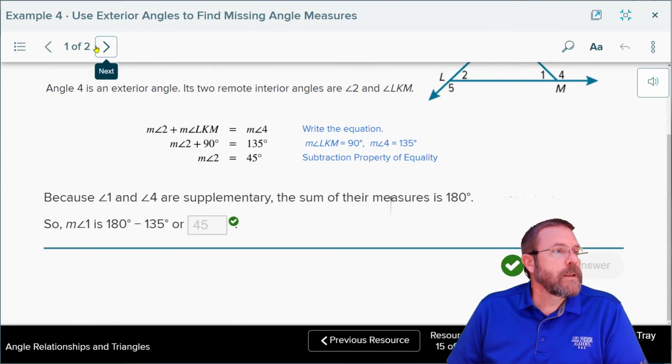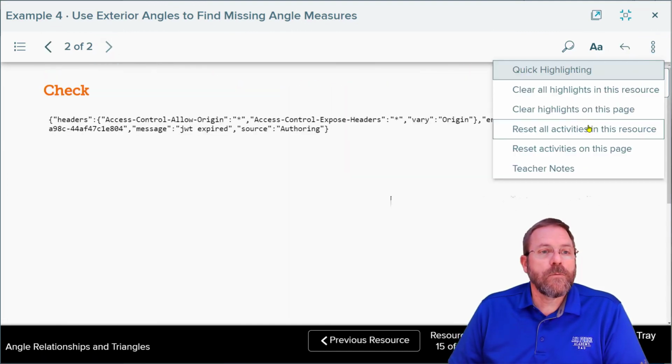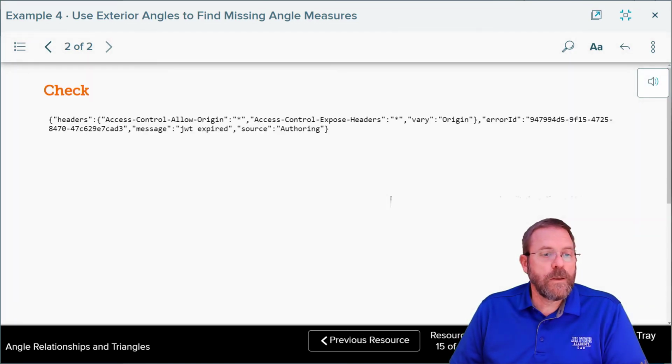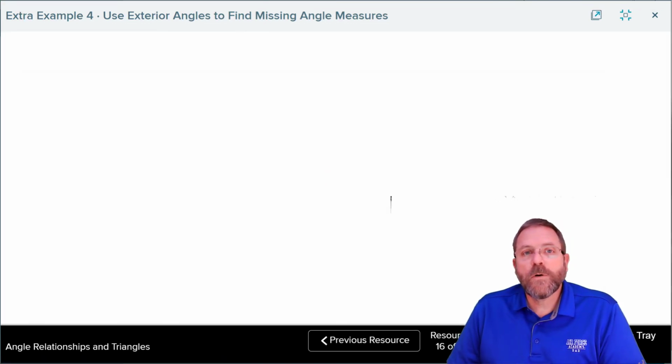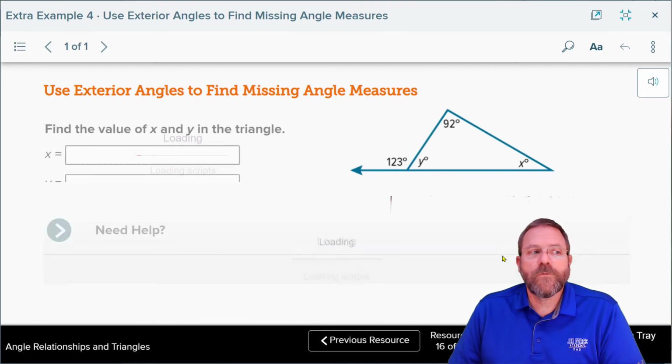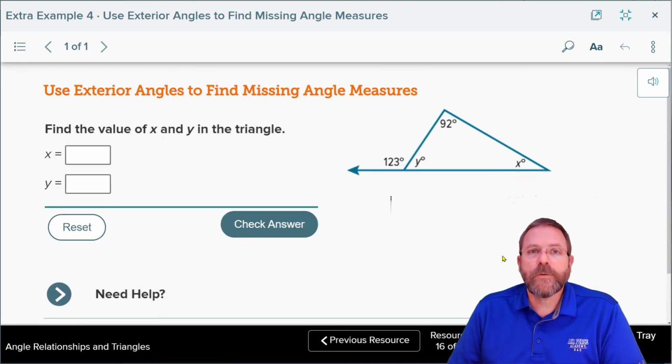With that said, let us now get out of this problem, and you guys work the very last problem on your own, extra example number 4. Go ahead and do that now, please.